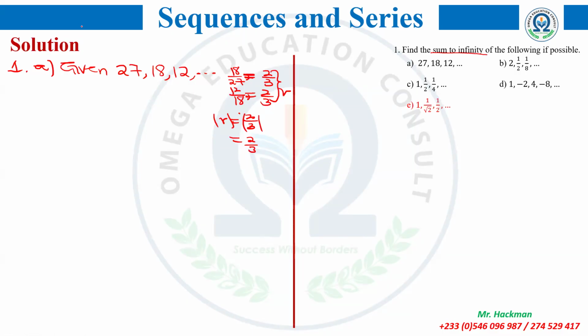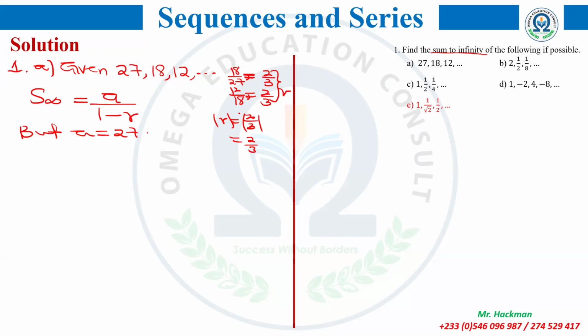So in this case, I will write the formula: the sum to infinity will be equal to A, which is our first term, over 1 minus R, where R is our common ratio. But in this sequence, we need to find our A. Who can tell me what the value of A will be? Remember we said A is the first term. So in this sequence, what is the first term? 27. So this is the first term, this is the second term. So A will be equal to 27.